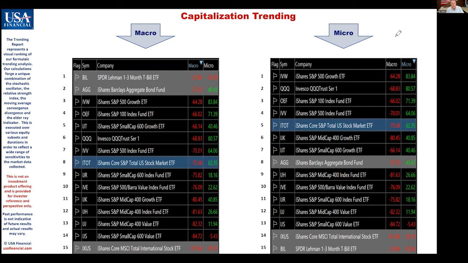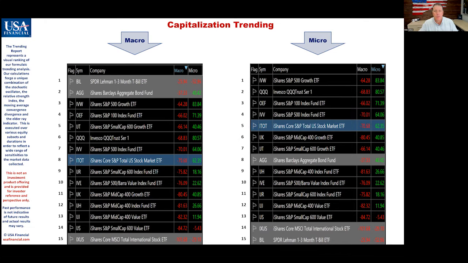So here we are on the capitalization screen, and on the left we have the macro, and on the right we have the micro. Generally speaking, the macro probably carries a little more weight than the micro does, but the micro is important because it shows us what's happening in a more current setting, and it often will identify where things are moving, and if it continues in that direction, then ultimately it takes over the macro. It builds that data.